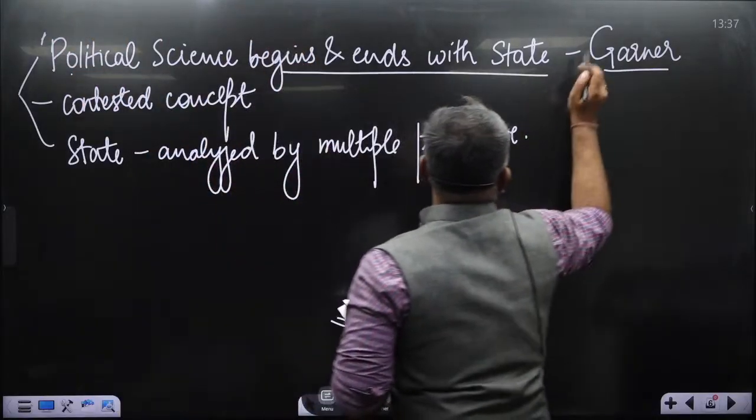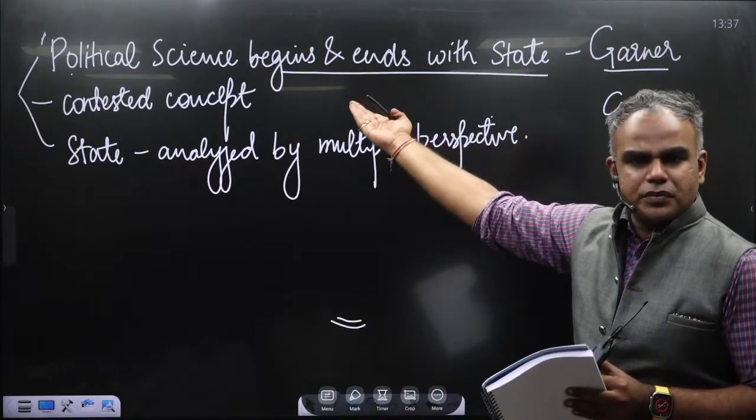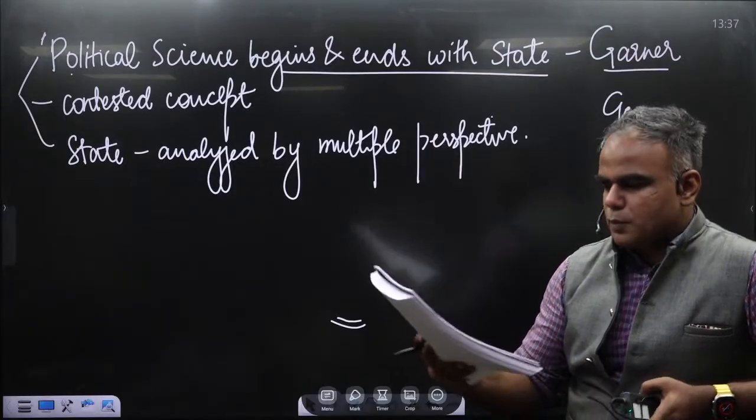In the same manner, ये कुछ point है, नहीं तो when I share the PDF with you, state पे one is Garner, you also have Gettel and a couple of thinkers, जो भी आपको अच्छा लगे, ये सबसे आसान है. Begins and ends with the state, you can easily remember it. Okay, I'll share that now.